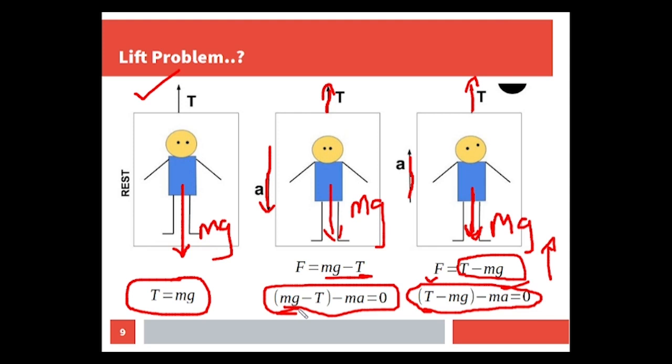Very simple equation, very direct case. So imagine, let's take this acceleration to be g. So if we make a equal to g, the tension in the rope will be 0. In that case, it's called free fall. So I hope this is clear. If not, just pause the video and think about it. It's a very simple, basic logic.